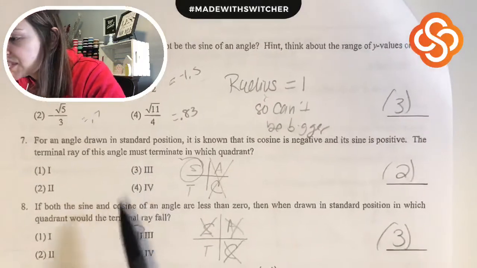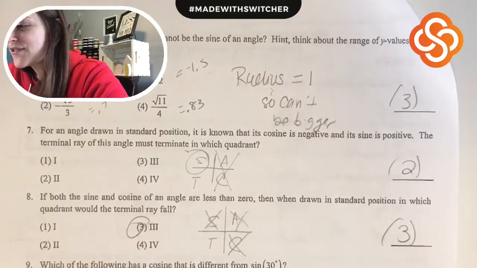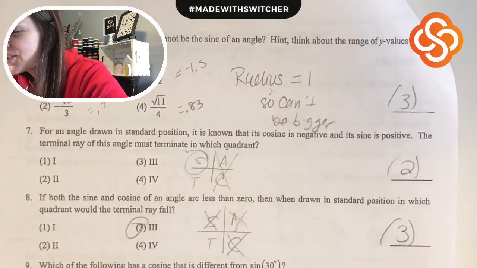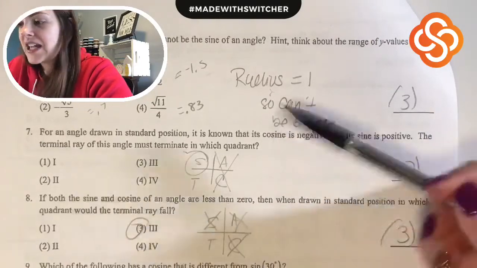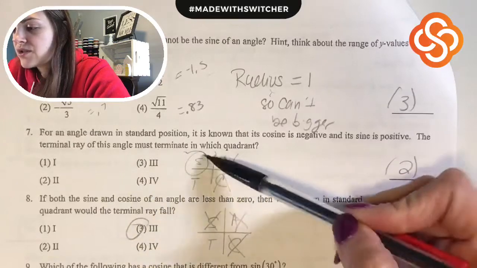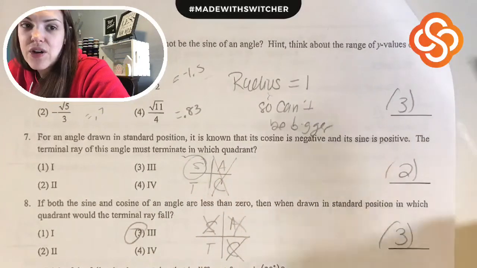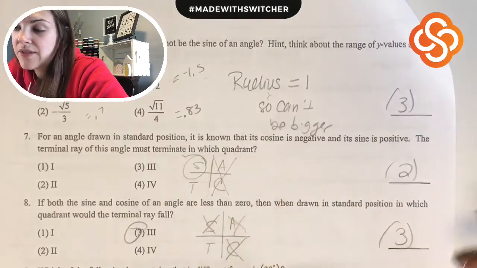All right, for number 7, for an angle drawn, these are kind of my favorite. It says for an angle drawn in standard position, it's known that the cosine is negative and the sine is positive. So basically, anytime it wants the quadrants, we're going to draw our All Students Take Calculus, and then you're going to read the restrictions that it has.